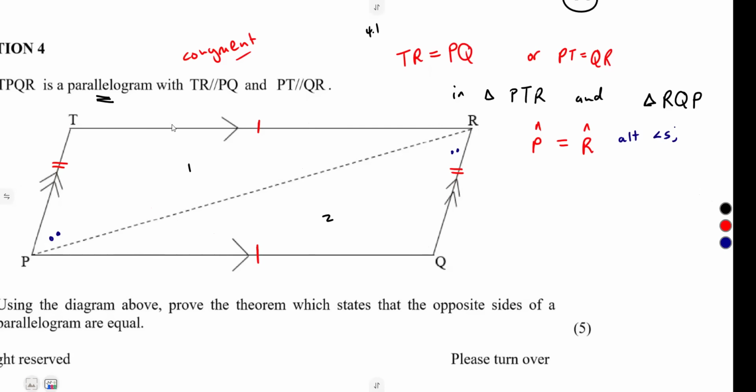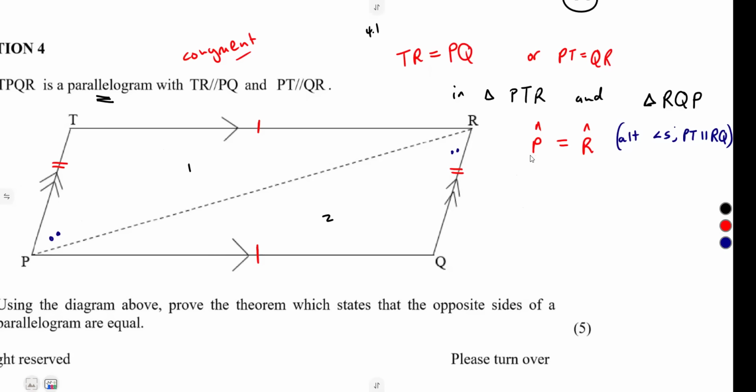Since these two lines are parallel, since TR is parallel to this, the alternate angles here are not about TR, it's about these two lines, PT and RQ. PT is parallel to RQ. Be very careful about that. All right, so these two, it's part of congruence.